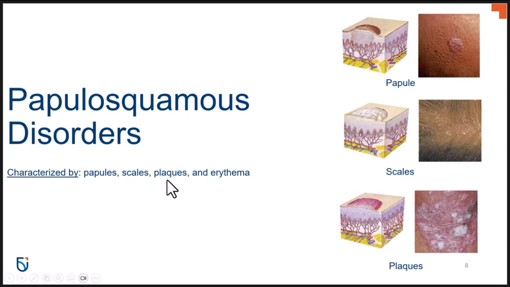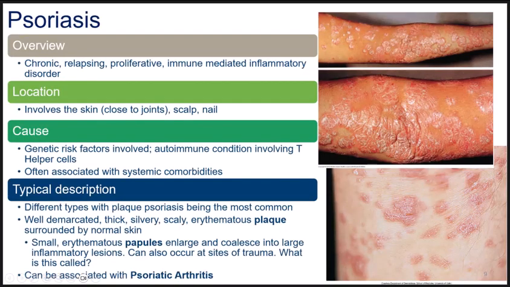There are a variety of different conditions that fall under the category of papulosquamous disorders. Even seborrheic dermatitis can be classified as a papulosquamous disorder, but I kept it in the dermatitis component of this lecture. The specific disorder that fits this category the best is psoriasis. Psoriasis is a chronic, relapsing, proliferative, inflammatory disorder that is immune-mediated.